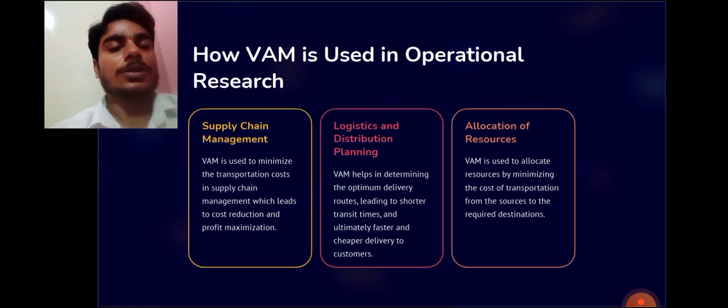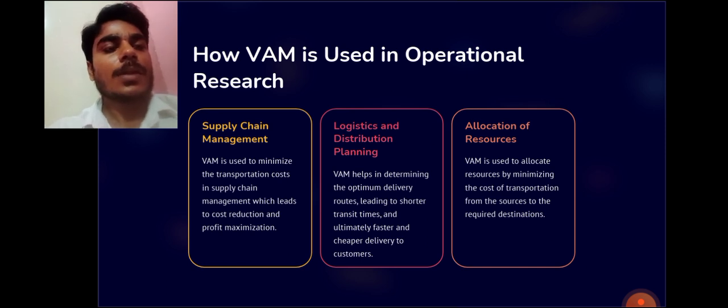The main aim of logistics distribution is providing the lowest cost facility to the customers. And the third usage is allocation of resources. VAM provides allocation of resources, minimizing the transportation cost from the sources to the required destination, through providing nearest location services and resources.